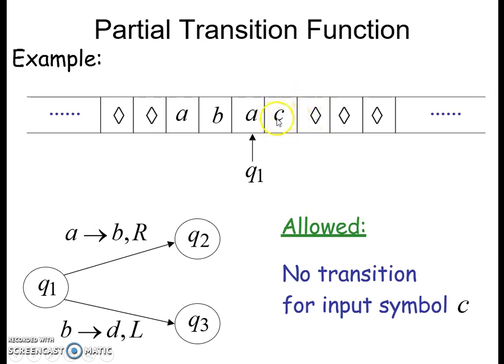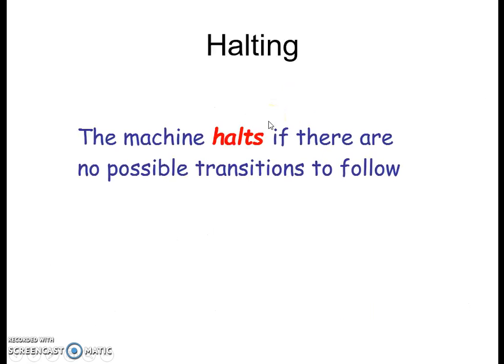So what will happen when the tape head reaches C? It will come to a halt. We'll see it later in the video. Halting: the machine halts if there are no possible transitions to follow.